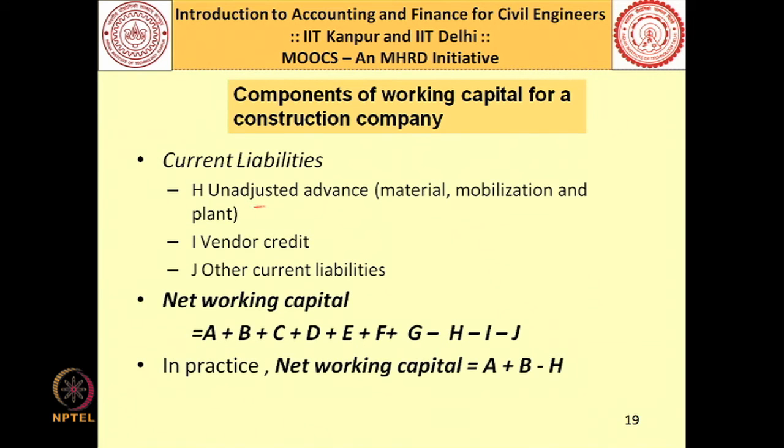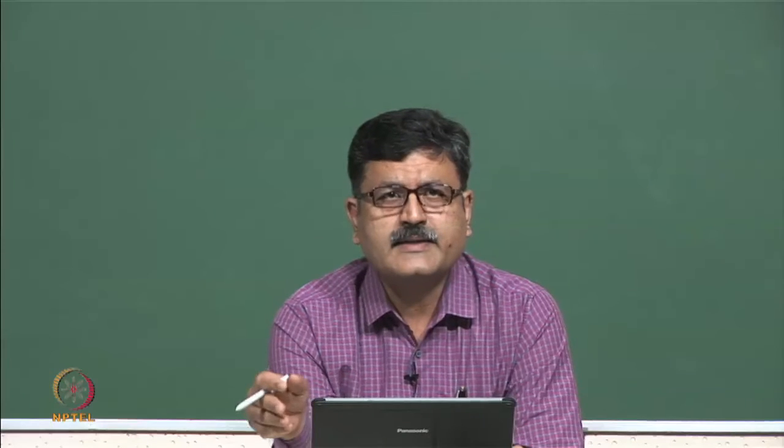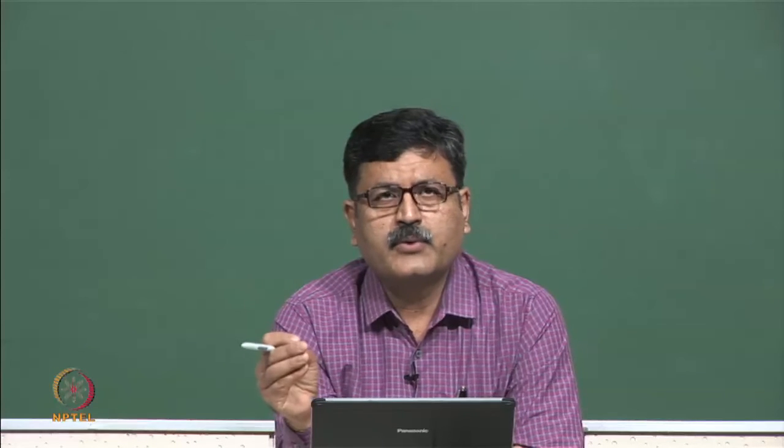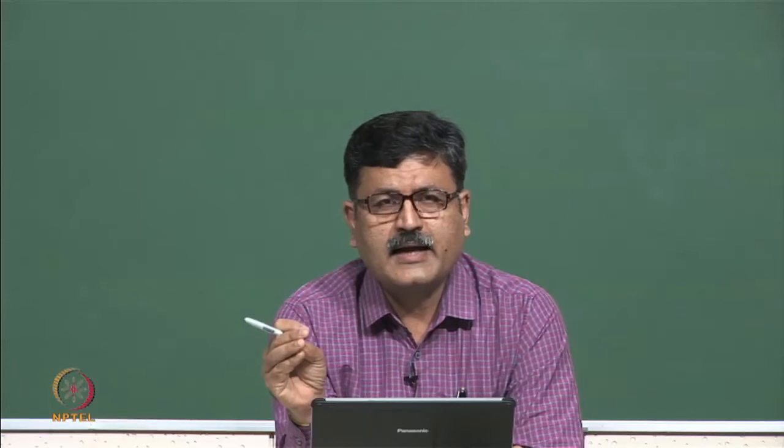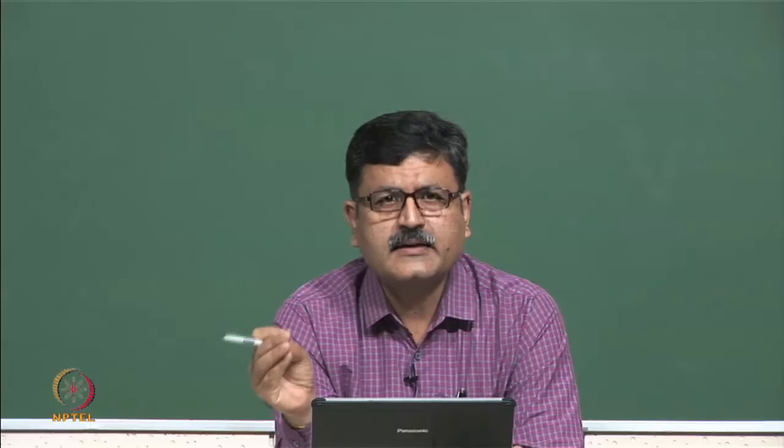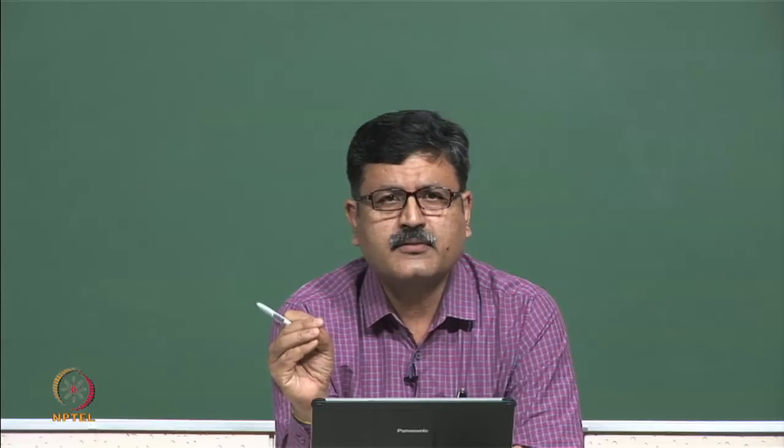Likewise, you have current liabilities also in the context of a construction firm. For example, unadjusted advance. You now know that at the start of the work, a contractor is sometimes given a mobilization advance of the order of about 10%. So, this advance is with the contractor, and the contractor has not yet done work up to this much value.